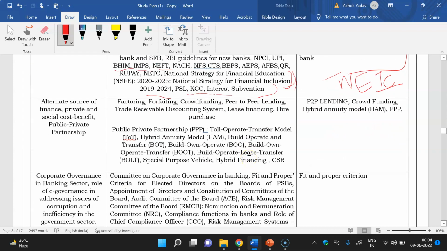Alternate sources of finance: last time questions were asked on PPP and the hybrid annuity model, and I think in 2019 as well. P2P lending, crowdfunding, the TReDS system, and trade receivable discounting are important. Factoring is very important from this chapter because it was in the news this year, so they can ask a question. In infrastructure models, there are different PPP models, such as the toll operate transfer model and the hybrid annuity model. These are very important. You have to cover these basic definitions.